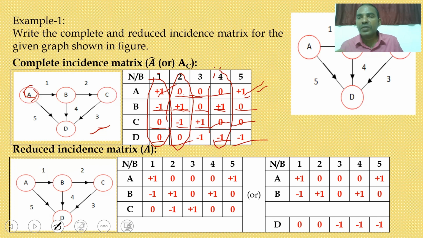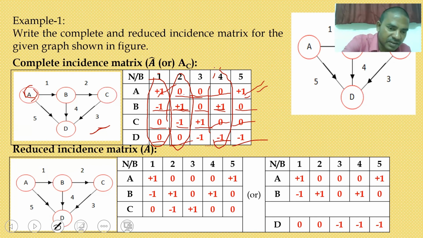In a closed path it must be 0. While we are going for the reduced incident matrix, one of the rows must be eliminated, and the condition is the sum of the column must be 0 only.